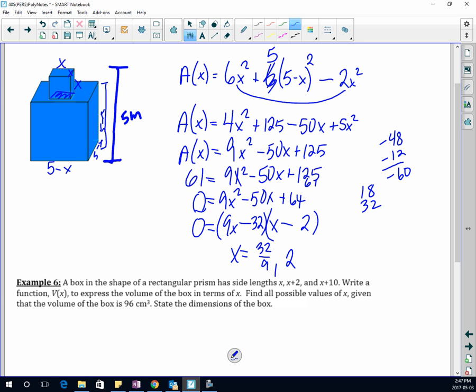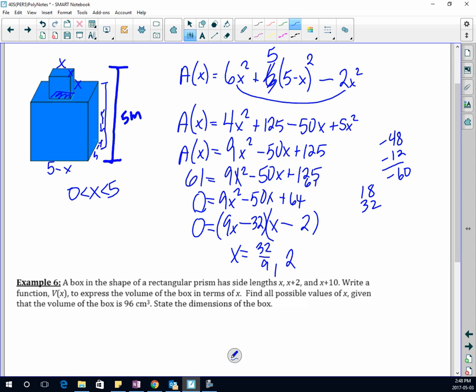We didn't do our restrictions, though, did we? Okay, so yes, x has to be greater than 0 and less than 5. Does everybody understand why it has to be greater than 0? Yes, there would be no dimension there. And it has to be less than 5 because you can't subtract something bigger than 5 or you'll get a negative dimension there. How many times does 9 go into 32? 3 times. So they're both legit. Both legit. Look at that.